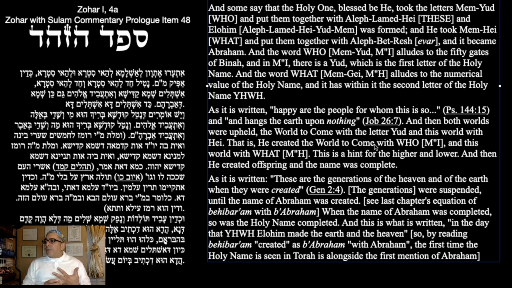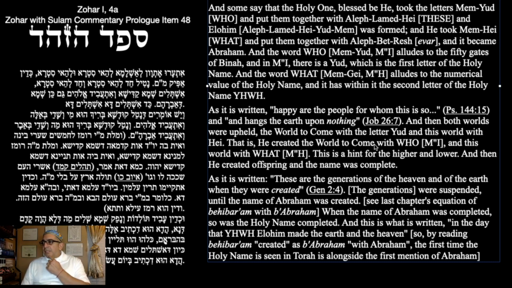As it is written, happy are the people for whom this is so, and hangs the earth upon nothing. And then both worlds were upheld, the world to come, and this world with the letter He. That is, he created the world to come with mi, and this world with what? Which is Ma. This is a hint for the higher and lower, and then he created offsprings. Remember, the offsprings are the righteous souls that are created by Zeir Anpin uniting with Nukva, and they are in the world of Briah, Yetzirah, and Asiyah.